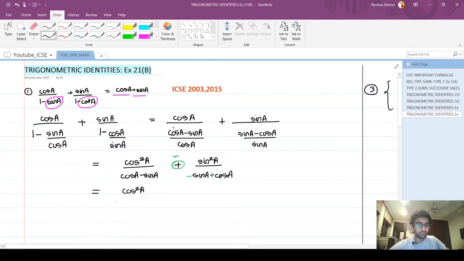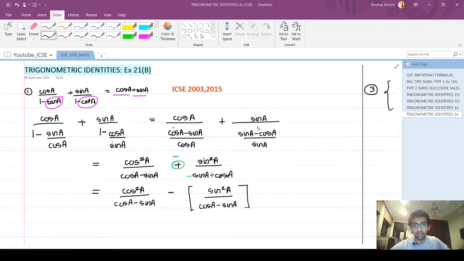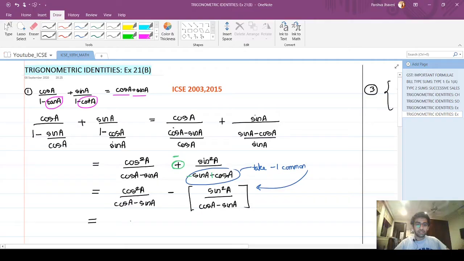So when I take out minus common, this will look something like this. Cos square A upon cos A minus sin A, minus sin square A upon cos A minus sin A. This is how I made the denominators equal. How did I do that? I took minus 1 common. So this becomes cos square A minus sin square A upon cos A minus sin A.